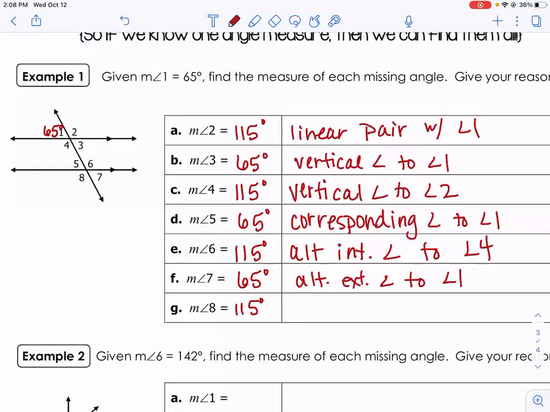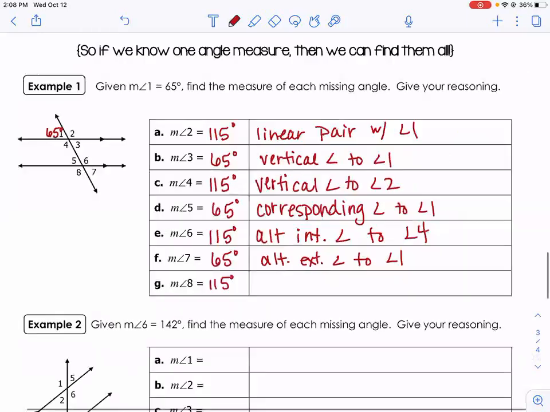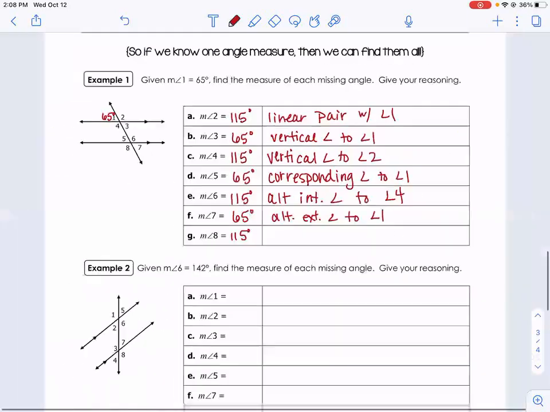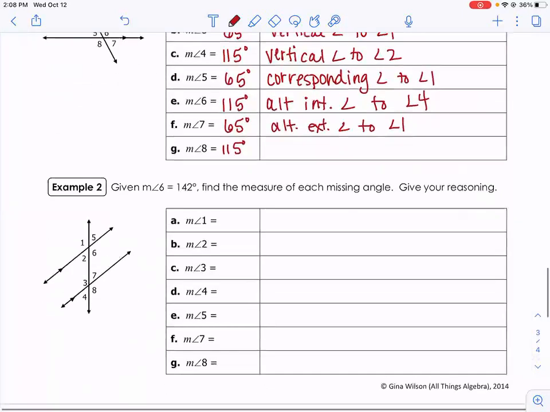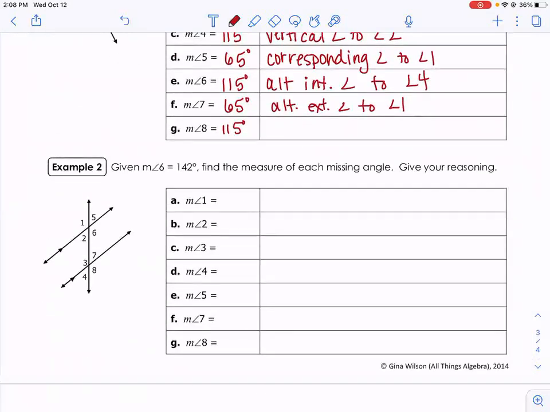Okay. What I want you to do is I want you to fill out the measures in example 2, but please don't worry about the reasons. Just fill in the measures. Okay. But what I want you to do is when you fill in a measure, tell your elbow partner how you got it.